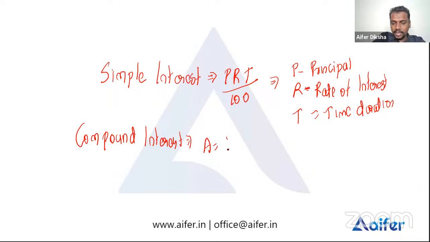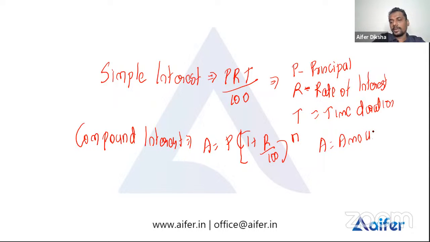We have A equal to P into 1 plus R by 100, all raised to n. So this is the equation we'll be using for compound interest. Here, A equal to amount. Amount is equal to principal, the initial amount invested, plus compound interest.